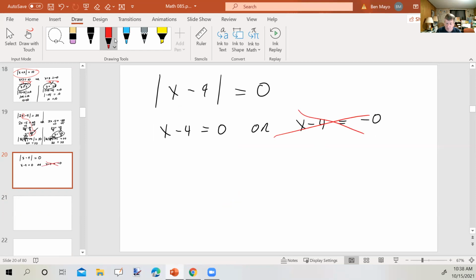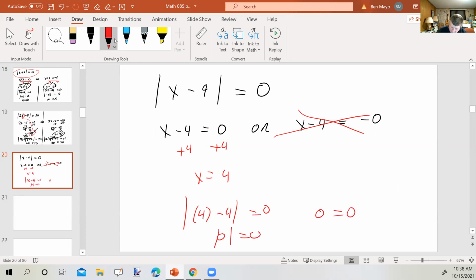So in this case, where we have an absolute value equal to 0, we only get one equation leading to one solution. If x is 4, we get what? The absolute value of 4 minus 4 is 0. Absolute value of 0 equals 0. 0 equals 0, and it checks. So in that case, we get one equation producing one solution.